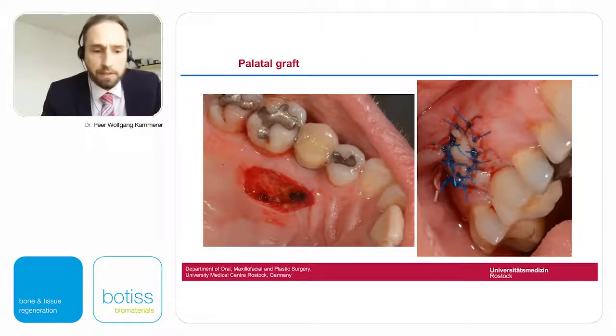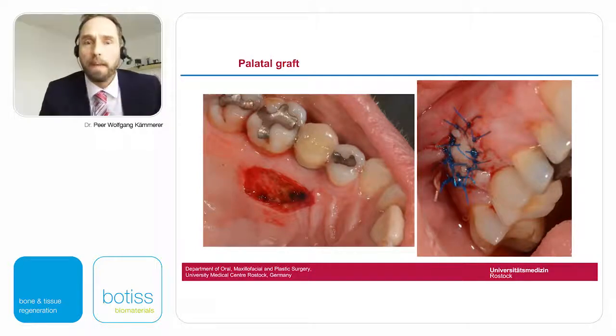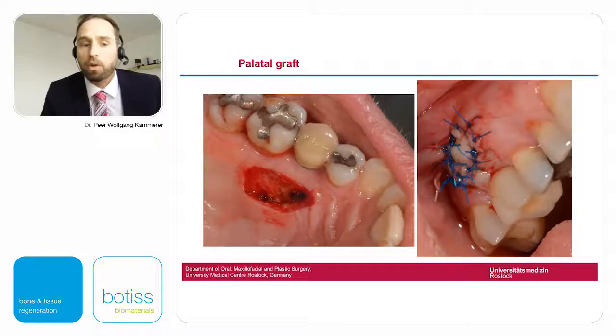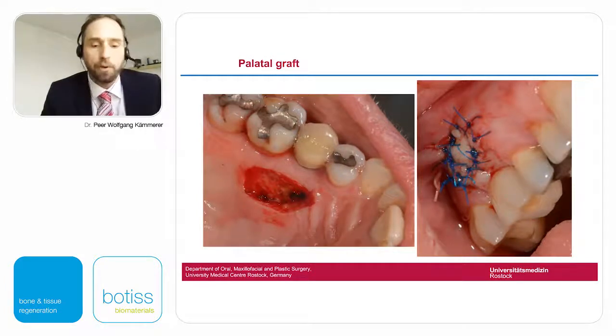There are various approaches for vestibuloplasty, and they have been developed since, I think, 1935 or something. And during the last 2 decades, a routine approach for vestibuloplasty has been the free gingival graft. This approach requires a graft from a donor site, of course, usually the palate, as to be seen in this picture here.